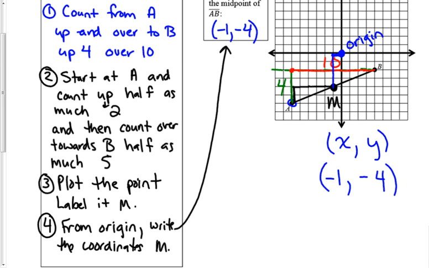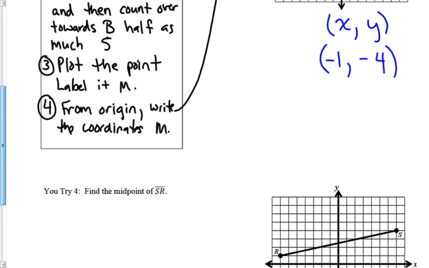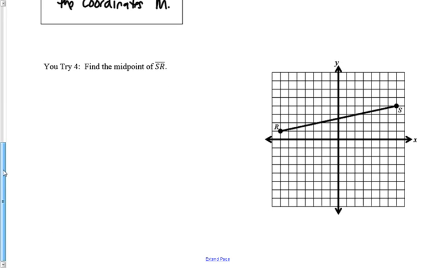We are now moving on to what's called try 4. So what you are to do now is work this problem out on your own, and you're going to pause the video while you do it, and when you press play again, the answer and the solution will be up. So go ahead right now and take a few moments and find the coordinates of the midpoint of segment S.